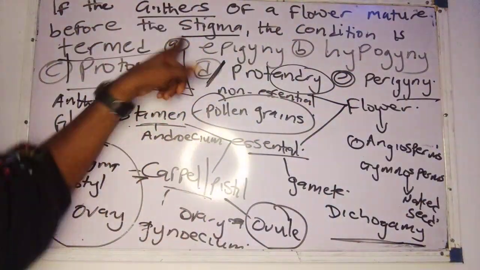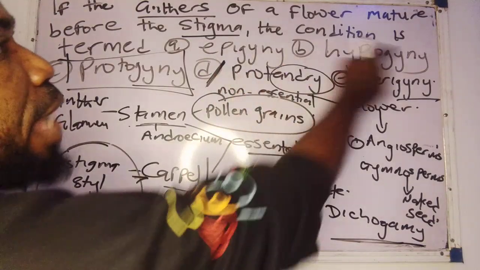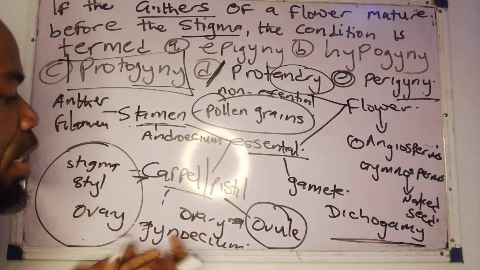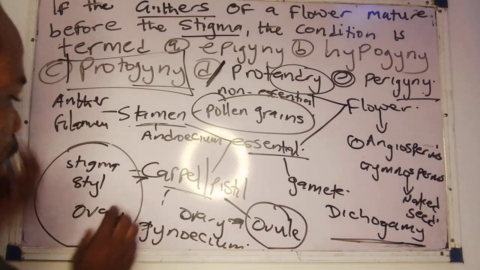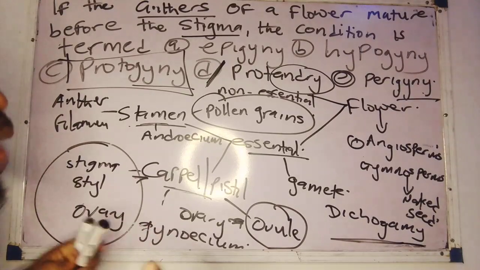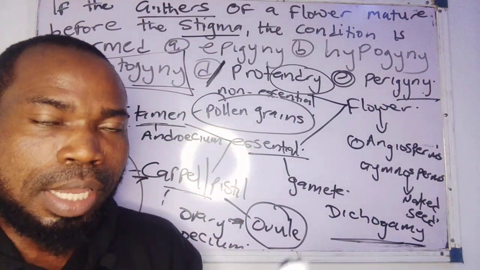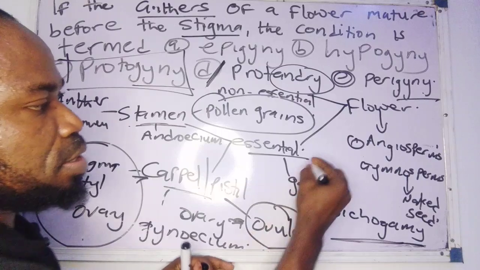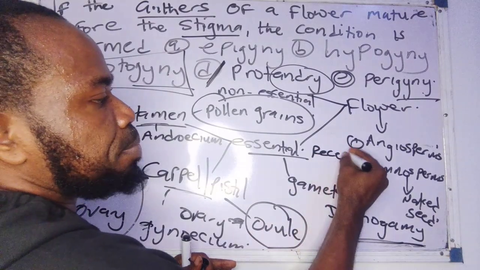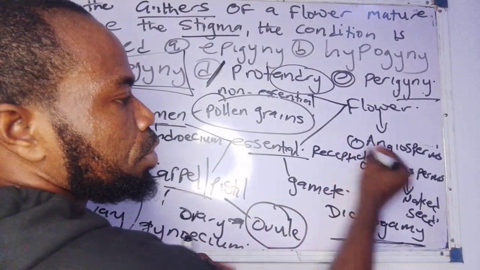Now, ladies and gentlemen, boys and girls, look at it now. I told you this gyne means female. Now, in a flower, you will know that a flower has a base. And that base is regarded as the what? As the receptacle. You get it?